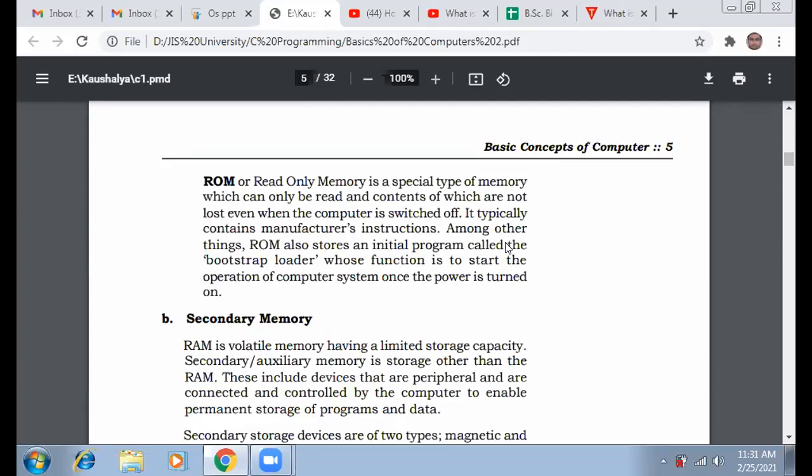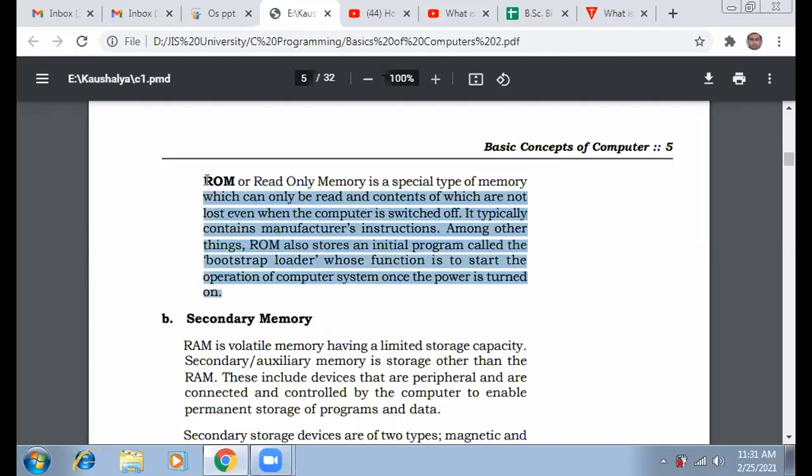The second difference is that RAM can be used for both read and write purposes. RAM contents are editable, which can be modified, whereas ROM contents are non-modifiable. It can only be used for reading. That's why it's called read-only memory. It cannot be used for writing. These are the two major differences between RAM and ROM that you have to remember.